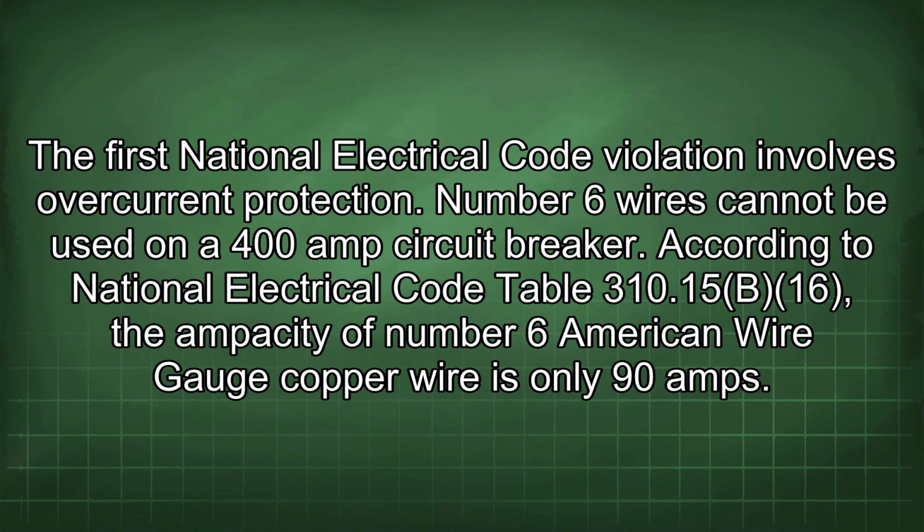The first National Electrical Code violation involves overcurrent protection. Number 6 wires cannot be used on a 400 amp circuit breaker. According to National Electrical Code Table 310.15(B)(16), the ampacity of number 6 American wire gauge copper wire is only 90 amps.